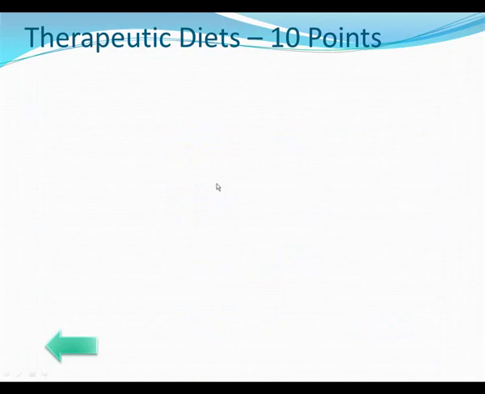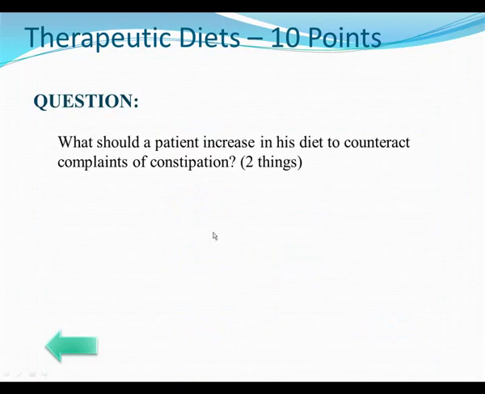Therapeutic diets. What should a patient increase in his diet to counteract complaints of constipation? So you have a patient that's complaining of constipation, and what do you think you need to tell him? Increase his fiber and increase his water.